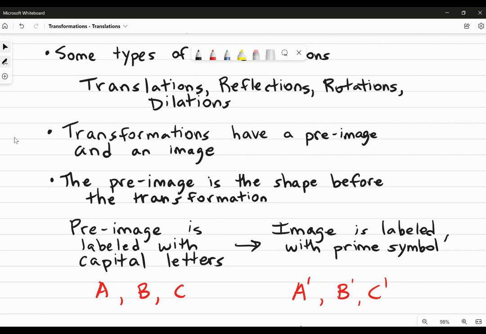After you do the transformation, the image is then labeled with the prime symbol. And the prime symbol essentially just looks like an apostrophe after the capital letter. So for my image for this triangle, it would be A prime, B prime, C prime. And that little tick mark to the right of the letter is the prime symbol. It's kind of like an apostrophe.